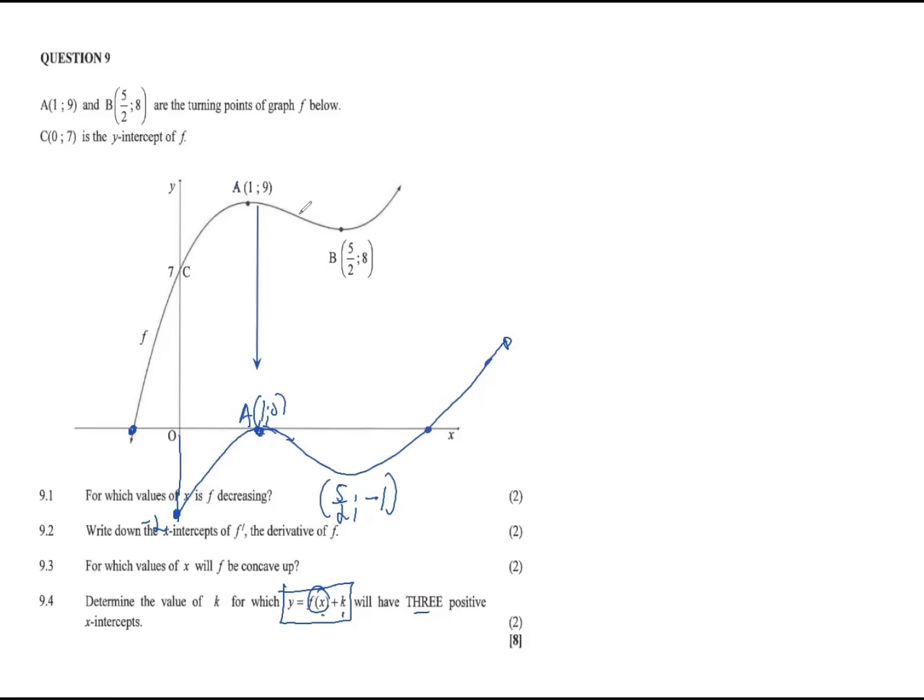Remember, we want 3. Let's say we shift this one 8 units now. If we shift 8 units, this is what happens. So bear with me, I will show you what I'm trying to do here. I will show you what I'm cooking. So the point in here would be (5/2, 0), and then the same point here.